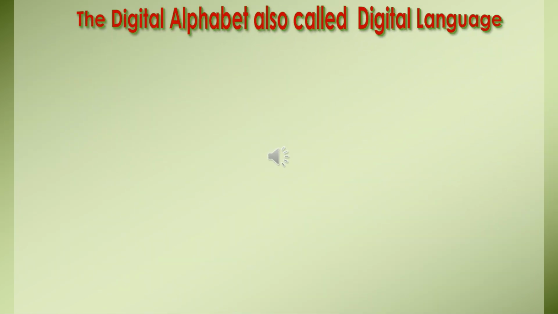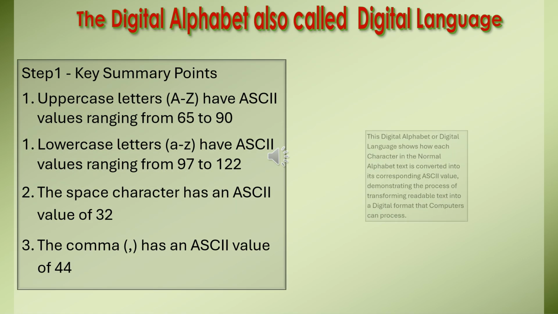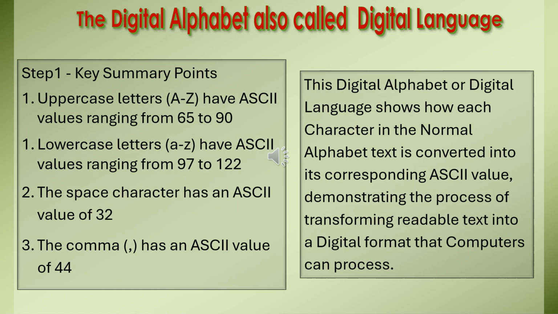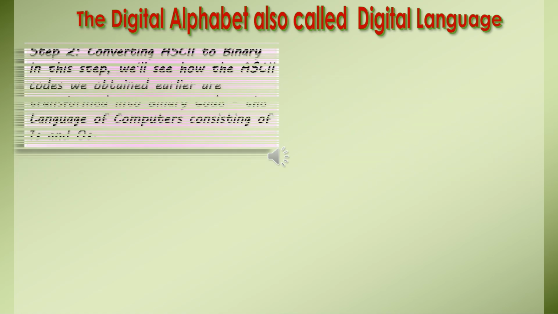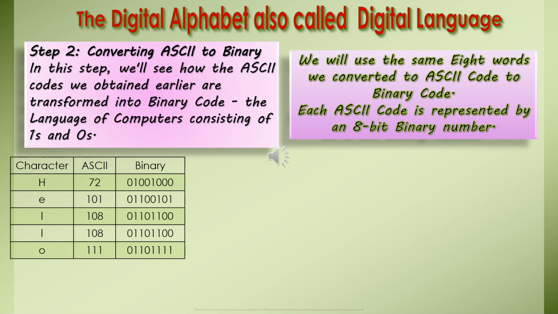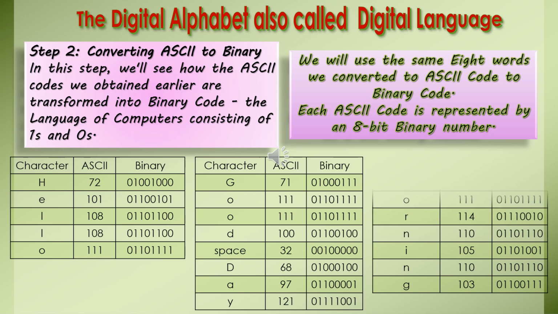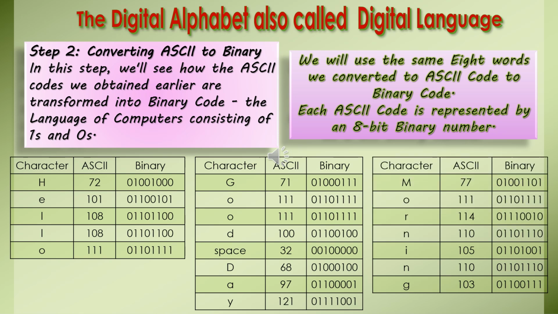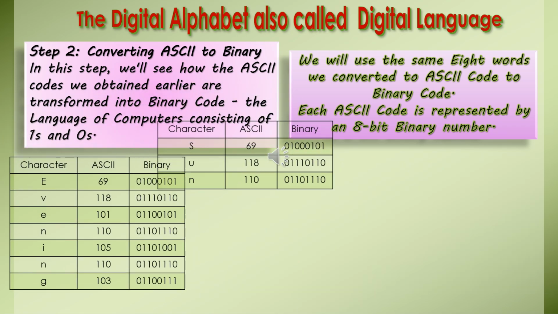So far in our discussion, we have examined the fundamental concepts of ASCII, Unicode, and binary encoding. These systems are essential for translating our everyday language into a format suitable for digital transmission. To illustrate this process, we selected 8 simple English words and demonstrated their representations in ASCII format. Please rewind and revisit. In step 2, we then convert these ASCII codes into binary, the true digital language of computers.